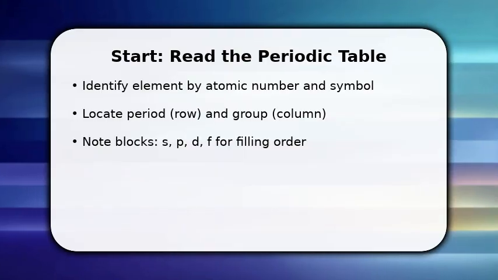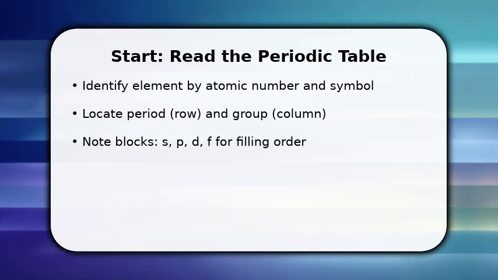You begin by finding the element's atomic number. That number equals the total electrons. Once done, scan the periodic table for period and block to determine shell labels.